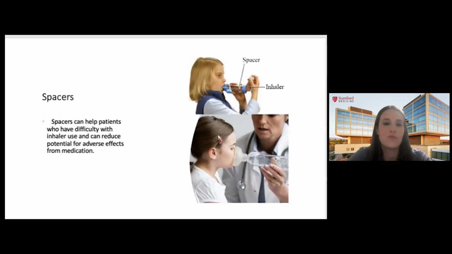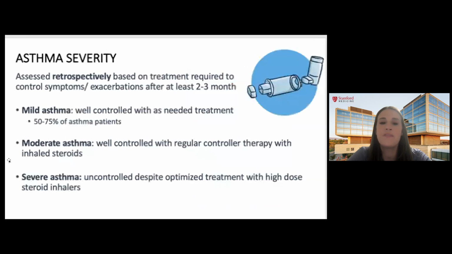Okay, so let us move on to the next step, which is assessing asthma severity and control. Asthma severity is really assessed retrospectively, and it's based on the amount of treatment required to control symptoms and exacerbations over the last 2 to 3 months. So mild asthma, although we don't like to use this term because it doesn't necessarily mean you're low risk, is the most common form of asthma, probably 50 to 75% of patients with asthma. These are patients who are well controlled just using as-needed treatment. These are patients who have good symptom control and they don't need to take an inhaler every day.